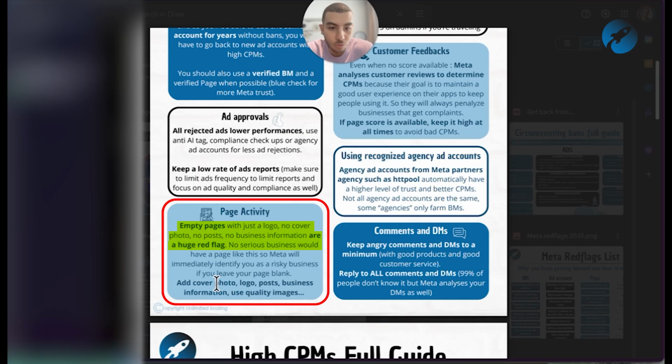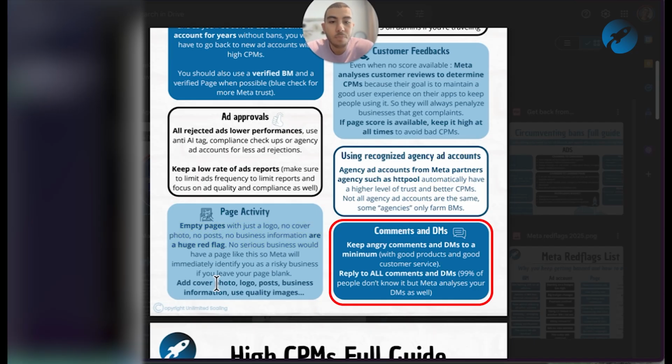That's super valuable. Then we have comments and DMs. Keep angry comments and DMs to a minimum. If you have a lot of people commenting or texting or emailing you regarding the products or the customer service, or even regarding a competitor's product, thinking that it's your product, then this might be a big issue for your business as well. So you want to moderate this, have a community manager or AI handle it. This way you don't get yourself an extra flag and you can improve your ad performance, improving your CPMs.